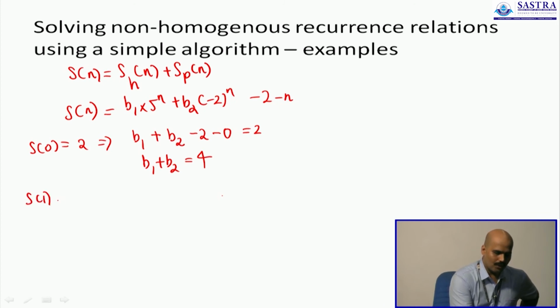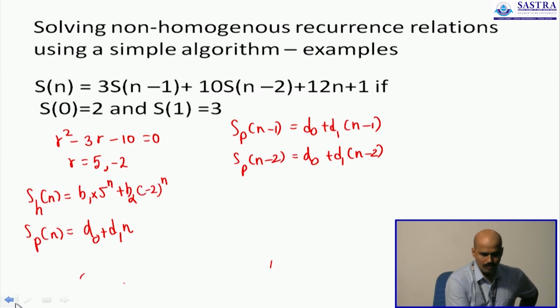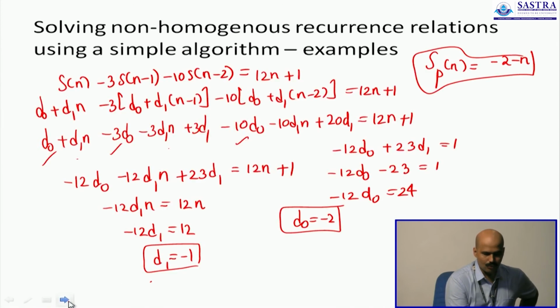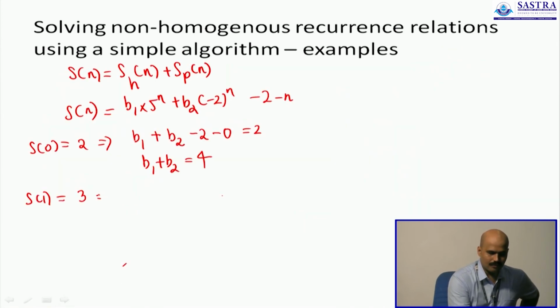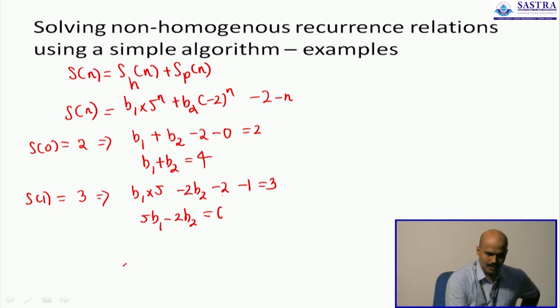S of 1 is also given in the question. We know that it is 3. So we have b1 times 5 minus 2 b2 minus 2 minus 1 giving us 3, or 5 b1 minus 2 b2 is actually 6.